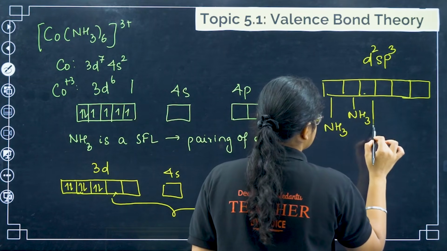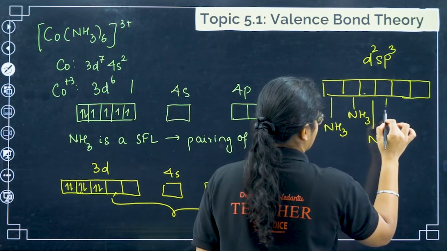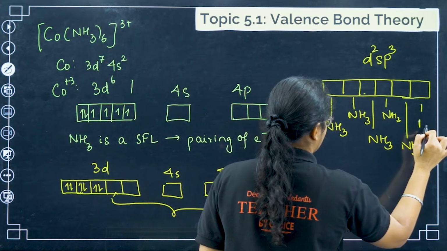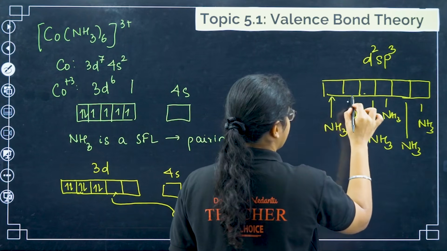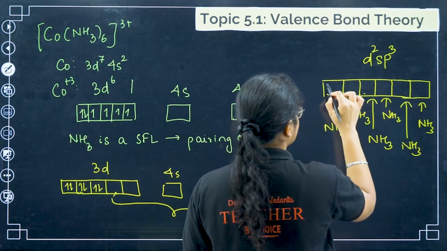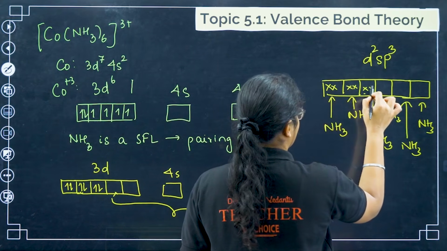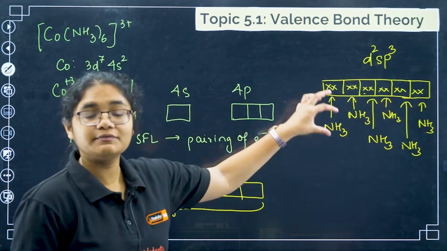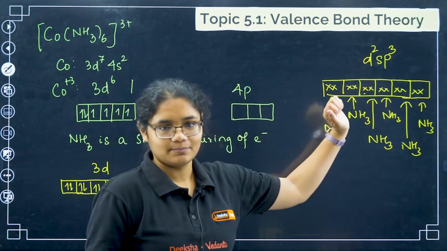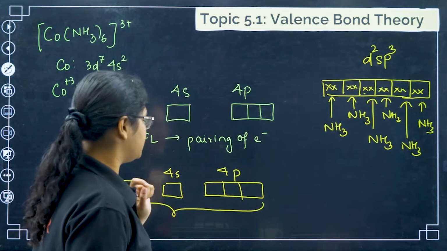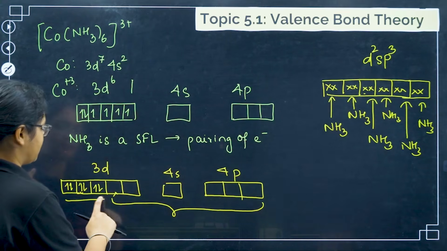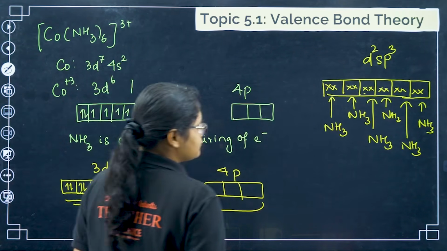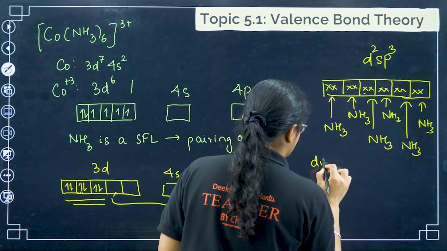You can just write it down like this. So now the NH3 ligands will donate their electrons here. Once that is done, you can describe the magnetic nature. You see in this metal now, is there any unpaired electron? No unpaired electron. No unpaired electron means it will have a diamagnetic nature.